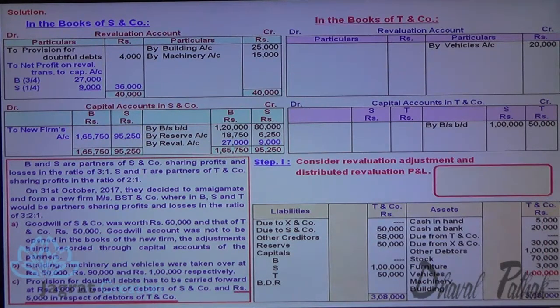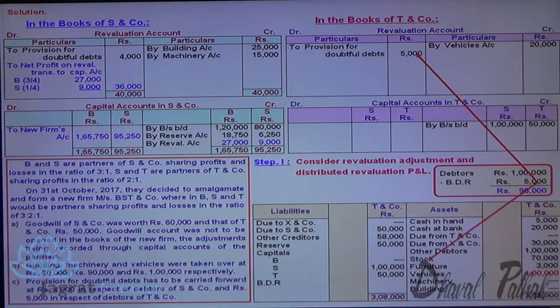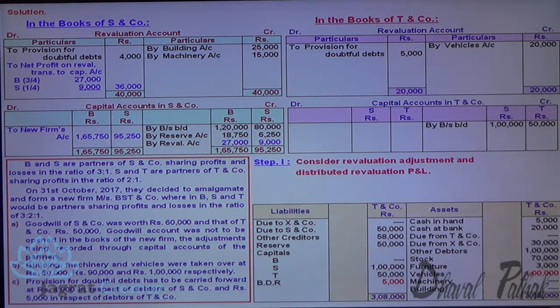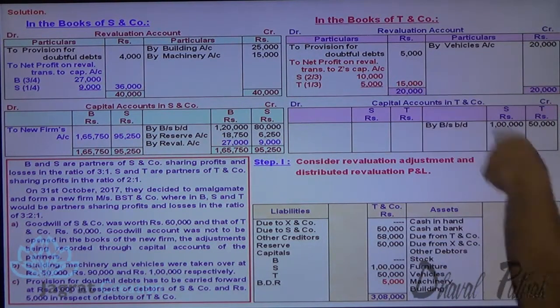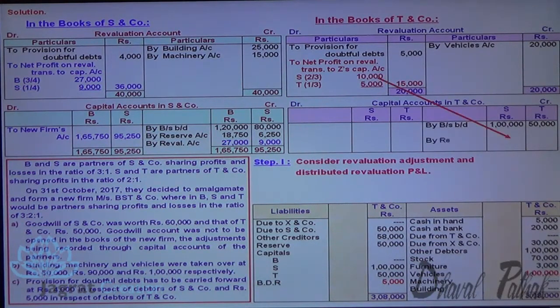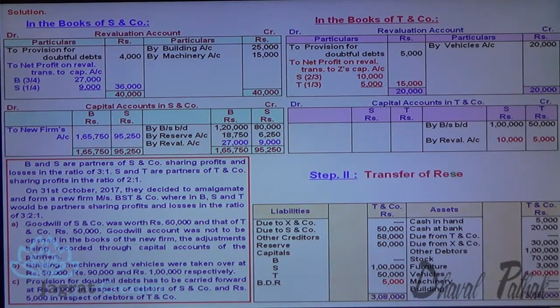Bad debt reserve required, how much? 5,000. So debtors are 1 lakh, and you are required to make a provision for bad debt of 5,000. For that, revaluation account is debited, and this bad debt reserve appears on the liability side of the balance sheet. Revaluation adjustments are considered. Now I will close the revaluation account, and the profit on revaluation will be transferred to the partners' capital accounts in the profit sharing ratio. So 2:1 is the ratio in which the revaluation profit of 15,000 is transferred to the capital accounts, 10,000 and 5,000.